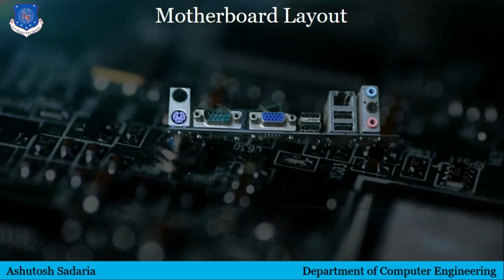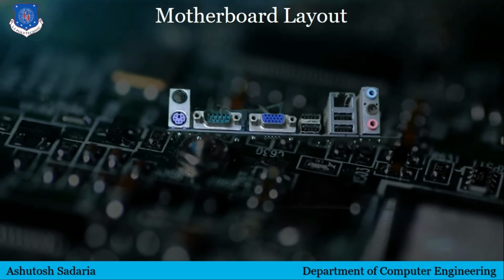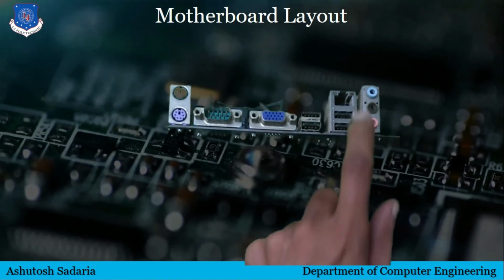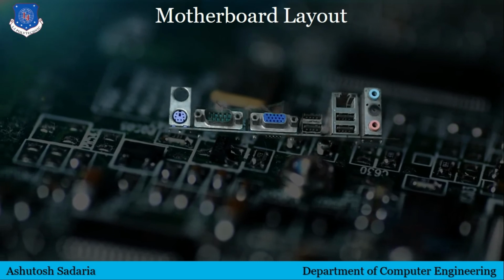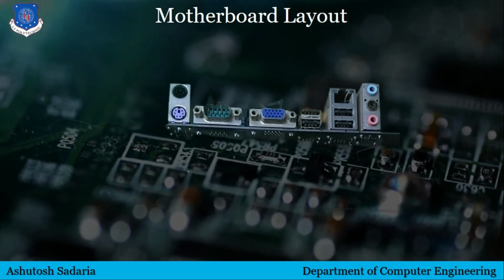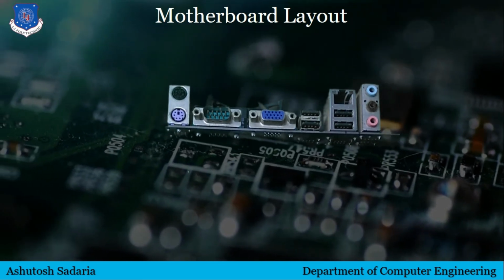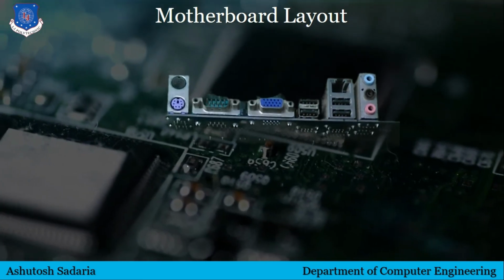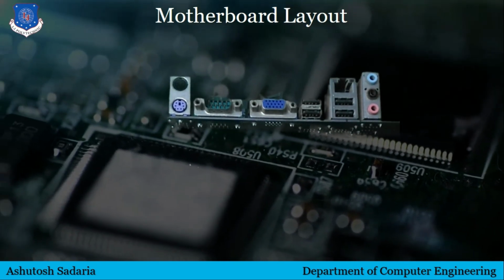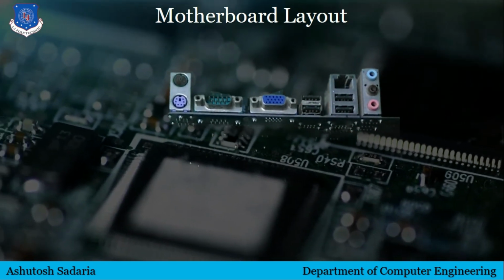Those 4 USB ports are on the back of your computer, where you can connect various USB devices. And above the USB ports you can see the Ethernet port. On that Ethernet port you can connect an RJ45 cable to connect your computer to any network. Below that are audio ports, where you can connect speaker and headphone.